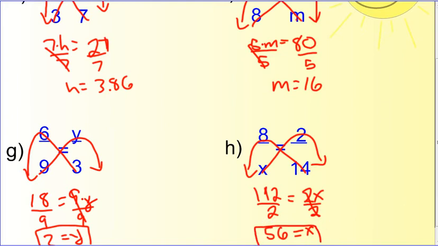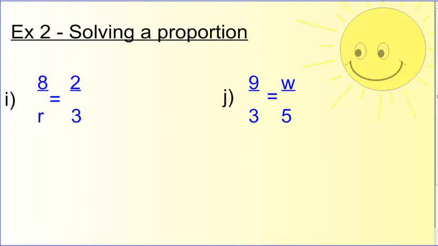Okay. Two more, bonus, you got I and J. Pause the video, do them on your own, hit play when you're done.